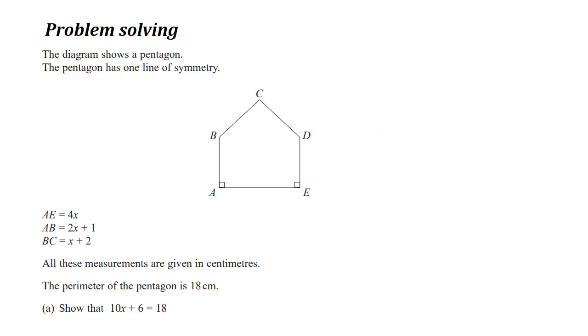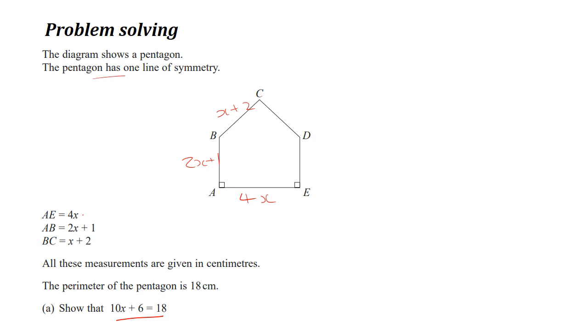Here's one for you to have a go. Pause the video, read the question carefully, make a note of the keywords, see if you can show that 10x plus 6 is equal to 18. So in this question here, it's worth noting that there is some information missing from the diagram. We should begin by adding that. So the length AE is 4x, AB is 2x plus 1, and BC is x plus 2.